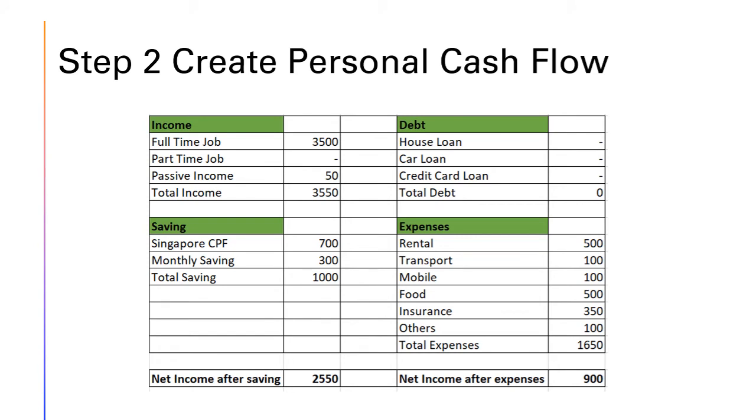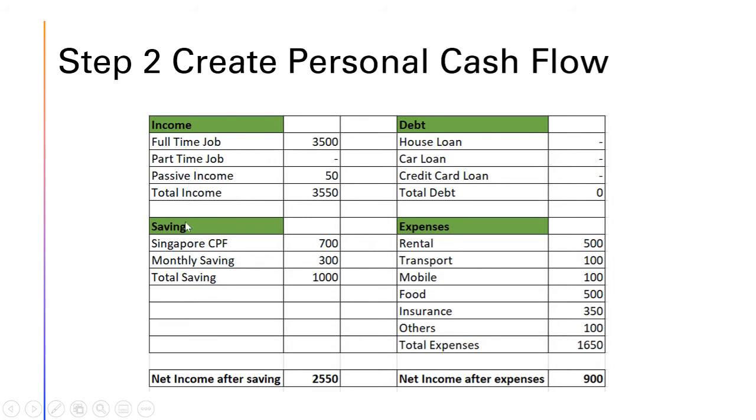So the second step is to create your personal cash flow. This is my own personal cash flow. First, you put in your income. This is my full-time job; for example, I'm getting $3,500 per month. I do not have a part-time job. I have a passive income of $50 from the dividends that I collect from one of my Singapore bank investments. So my total income per month is about $3,550.